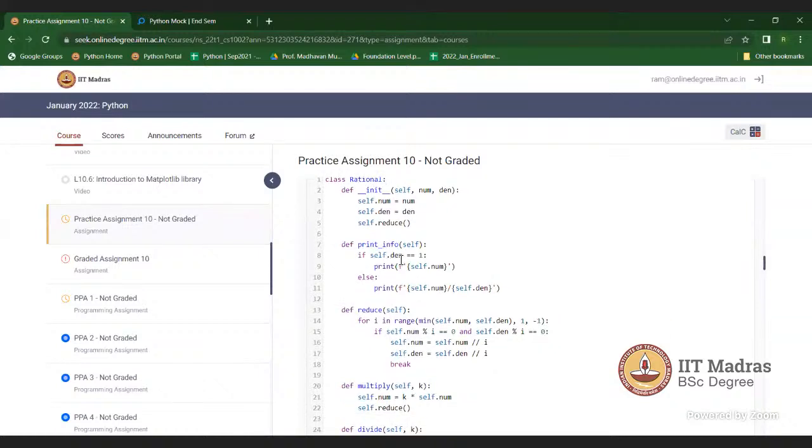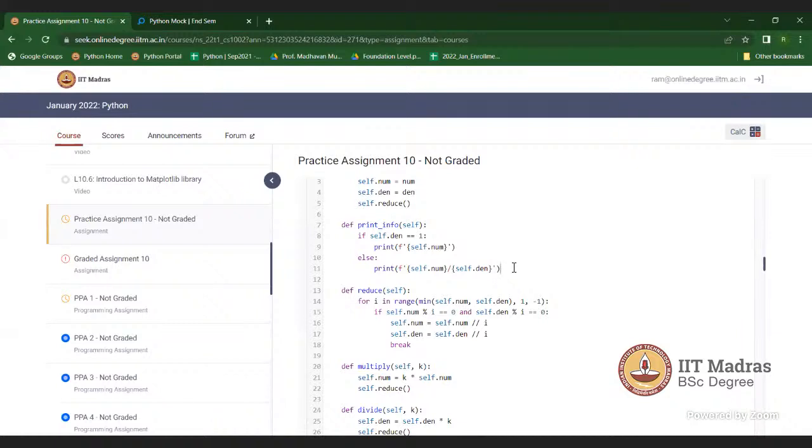That is, if self.denominator equals 1, then we do not print it like 4 by 1 or something. We can just print it as 4. So in the else part, that is if the denominator is not equal to 1, then only we need to represent it in the form of a rational, right? So that's what we are doing here.